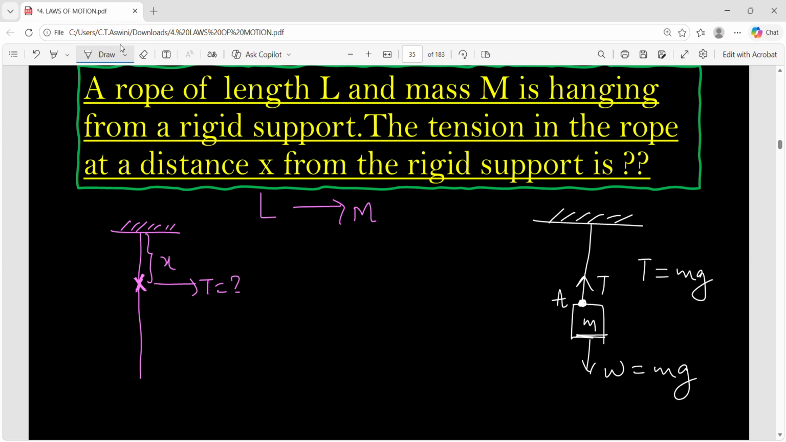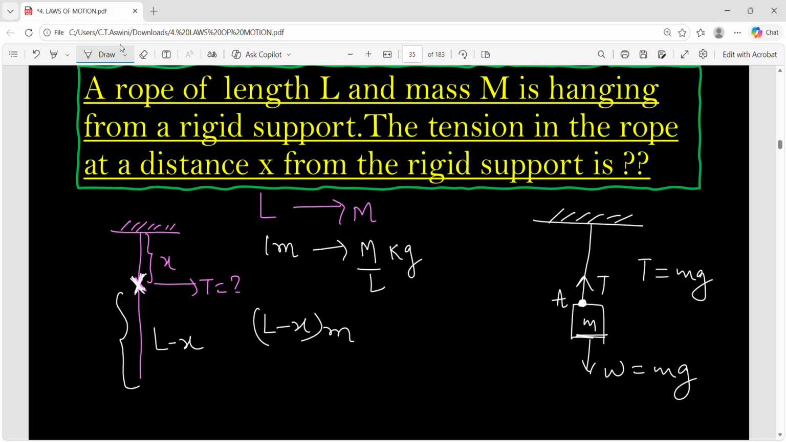The whole length of the rope is L, but you have to take the tension at distance x from the support. That means at this point you have to find the tension. So here tension is balancing how much weight? Only the weight due to this remaining part, right? The remaining part is L minus x meters. So for L meters, it is M kg. What about for 1 meter? 1 meter mass will be M by L kg.